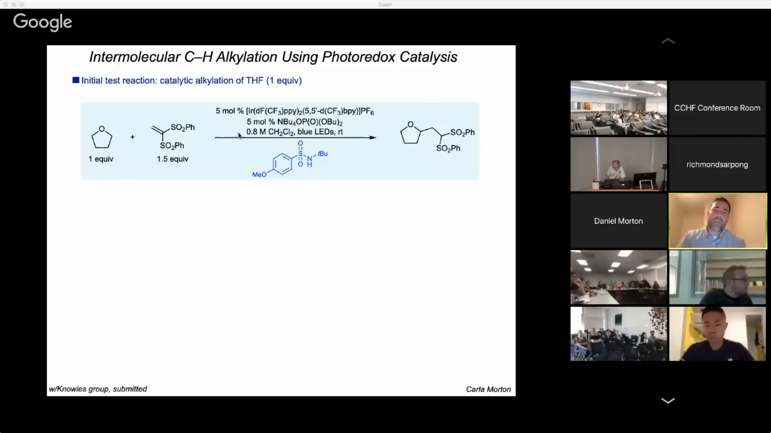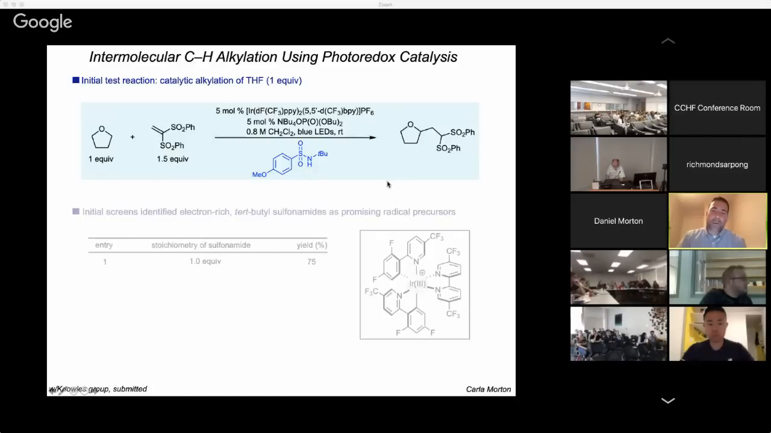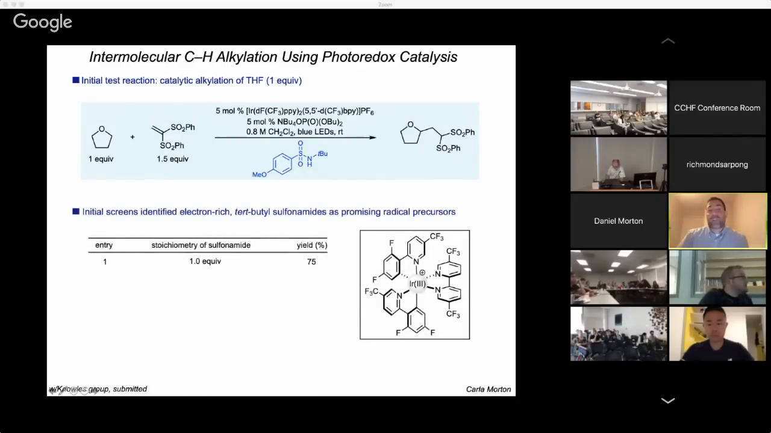And see if we could use this to trap an alkene and deliver the CH alkylation product. And we were excited that even some of the first reactions we ran gave good results. So with one equivalent of that sulfonamide, we got a 75% yield of product. So a good start.